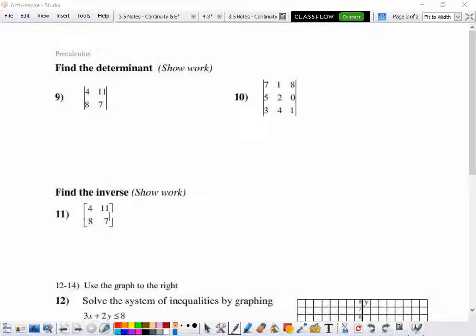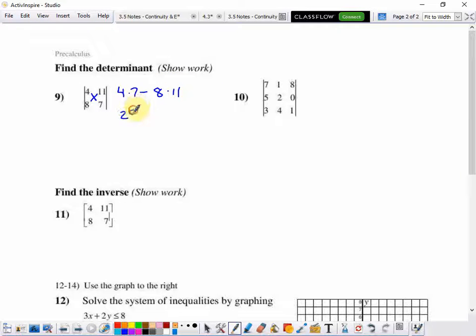Hey, today we are going to review determinants of a matrix as well as finding the inverse of a matrix. So our first one is a 2 by 2 matrix. To find the determinant, we take the product of the main diagonal and we subtract the product of the secondary diagonal.